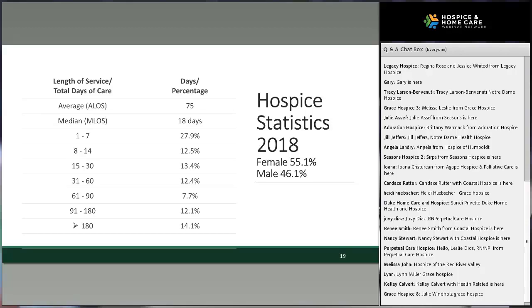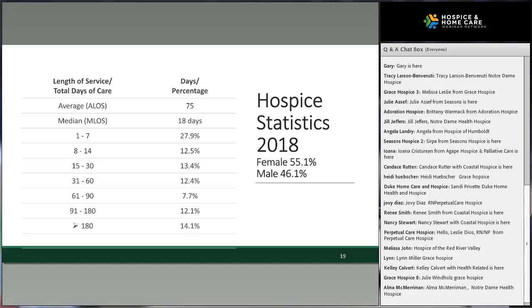The average length of stay was 75 days. The median length of stay was 18 days, and that's a pretty quick turnaround, 18 days, to really truly be effective in a patient's life. What's even sadder is when you go down to the 1 to 7 days as the length of stay or total days of care. Look at that.